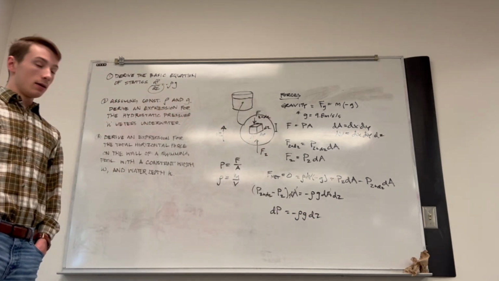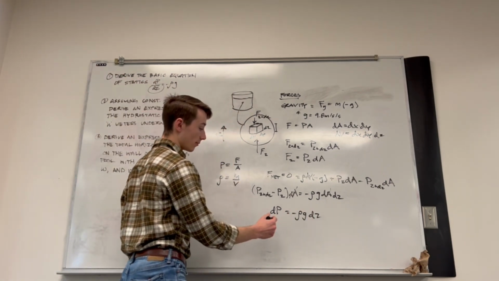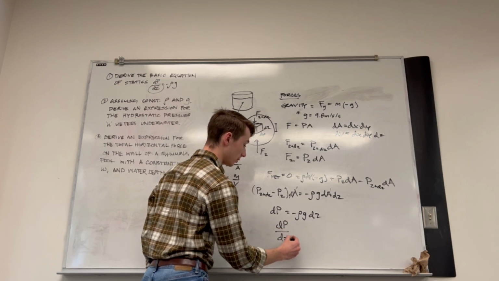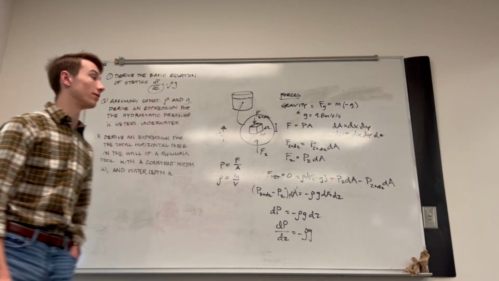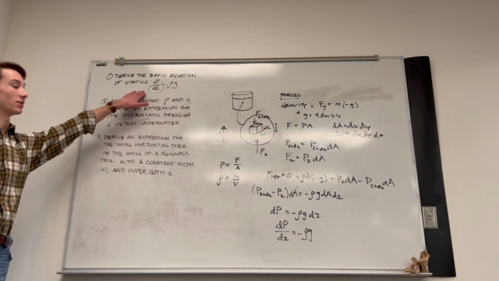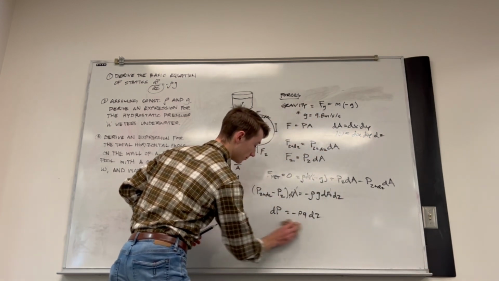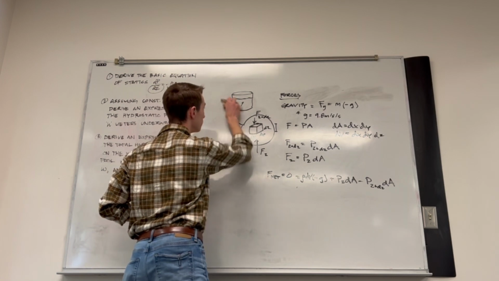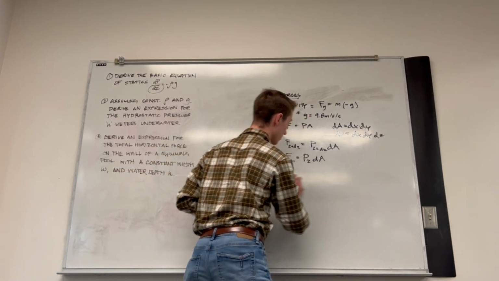Bringing our differential units to the same side of the equation, we divide by dz on both sides, and we get dP/dz equals negative rho g. And that's the derivation for this basic equation of statics. Great. Let's give us some more room here for part 2.